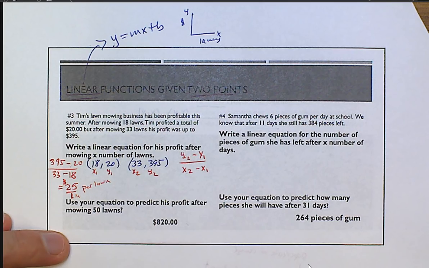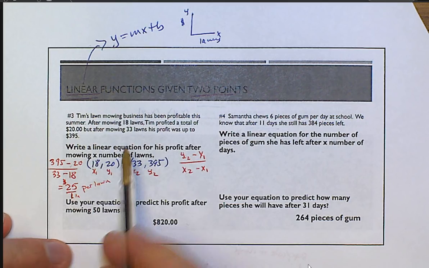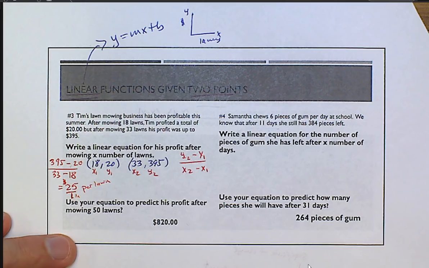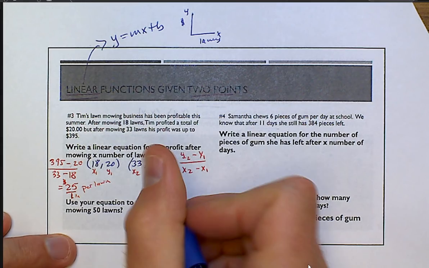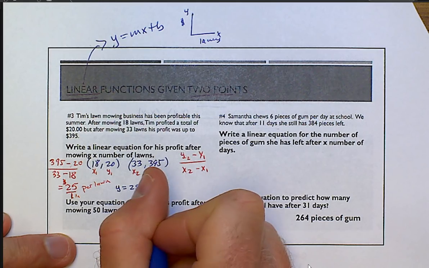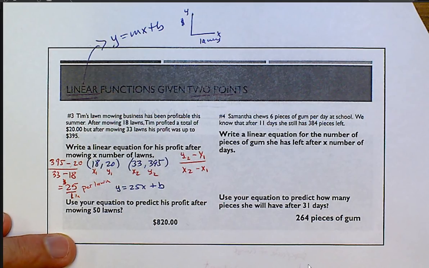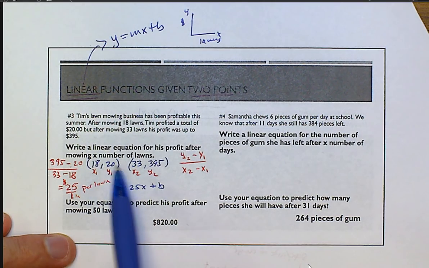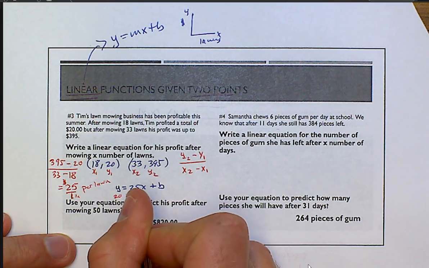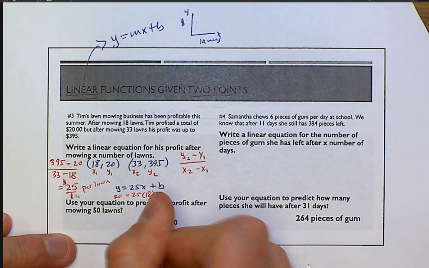Now, it says write a linear equation. We have the slope. Now we need to figure out the y-intercept. I just use y equals mx plus b. You'll notice I have 3 variables here. I need to find out what the y-intercept is. I can choose one of these 2 points and plug it in for x and y. I like to use the smaller numbers. So I'm going to go 20 equals 25 times 18 plus b.